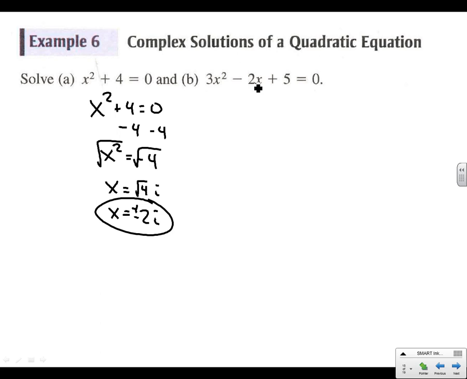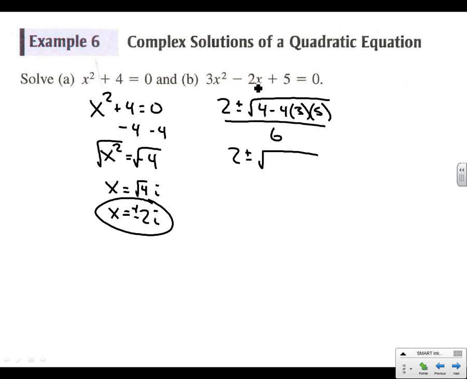All right, b is a little more complicated because it doesn't come out cleanly, so we're going to go into the old quadratic equation. Negative b, so negative negative 2, plus or minus the square root of b squared minus 4ac, all over 2a. And so let's clean this up. 2 plus or minus the square root of 4 minus, what do we got there? 12 times 5, 4 minus 60, which is negative 56, all over 6.